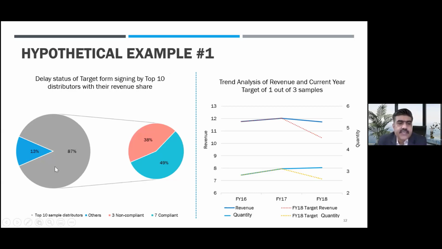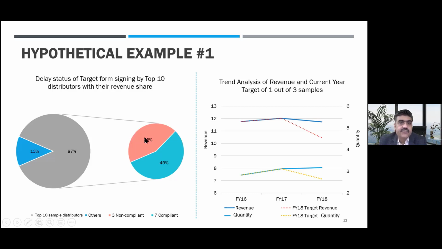So here I'm showing my 87%, which any reader looking at this chart can clearly see, even if they are not reading everything. They can clearly see that I'm saying top 10 sample distributors, 87%, 38% are non-compliant, 49% are compliant.